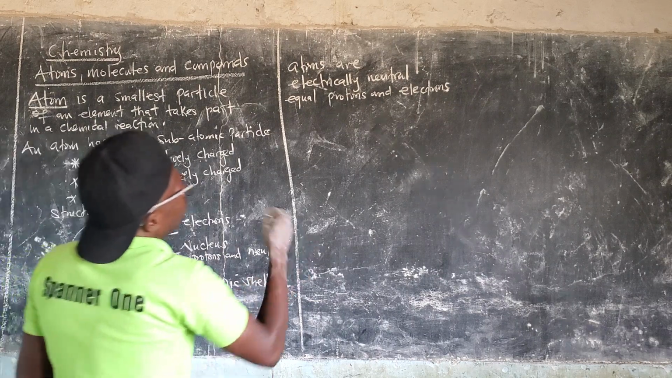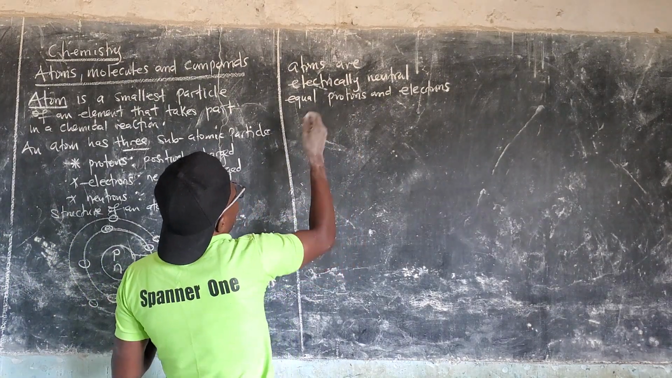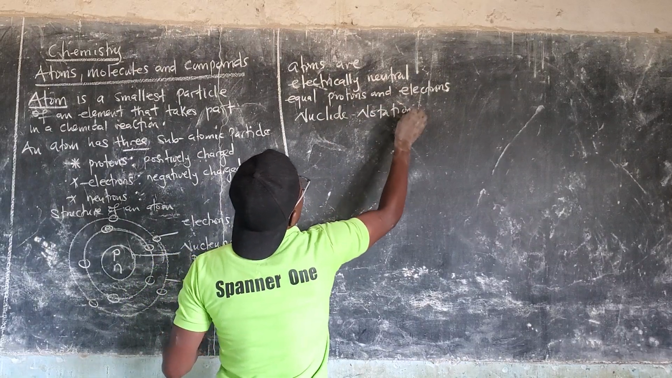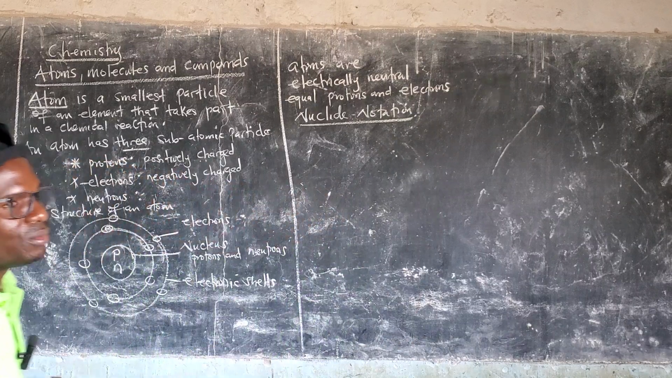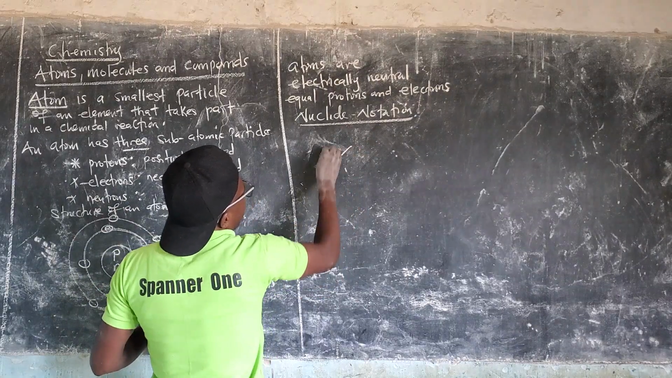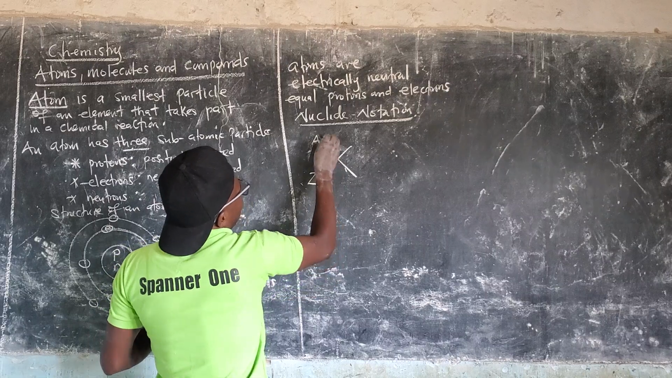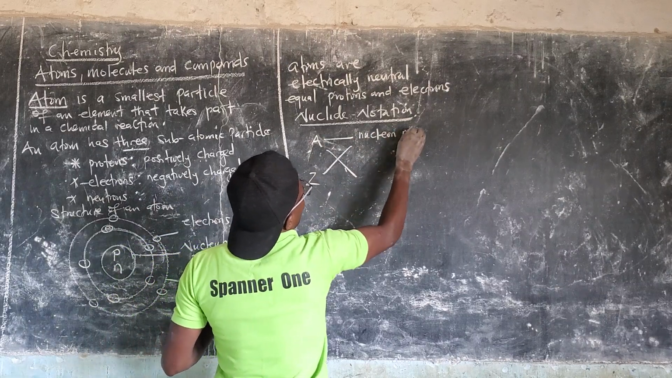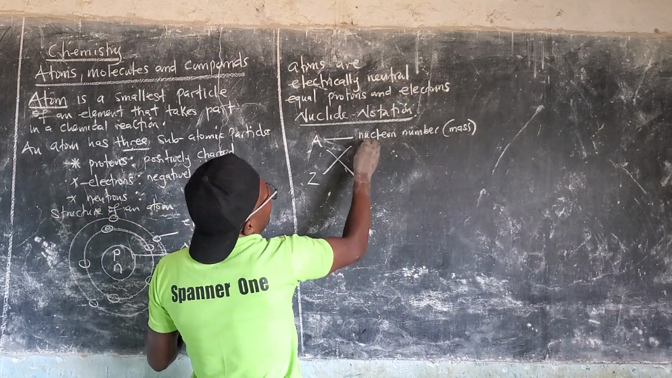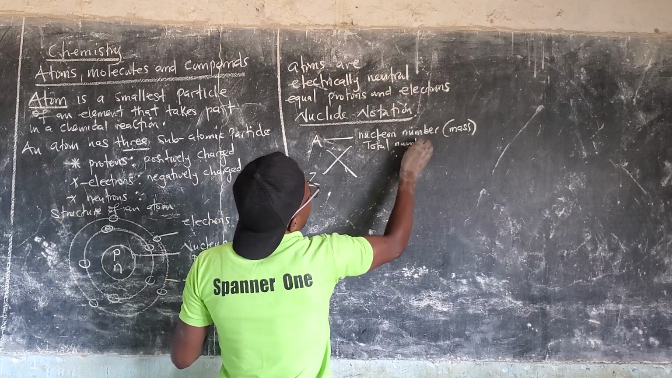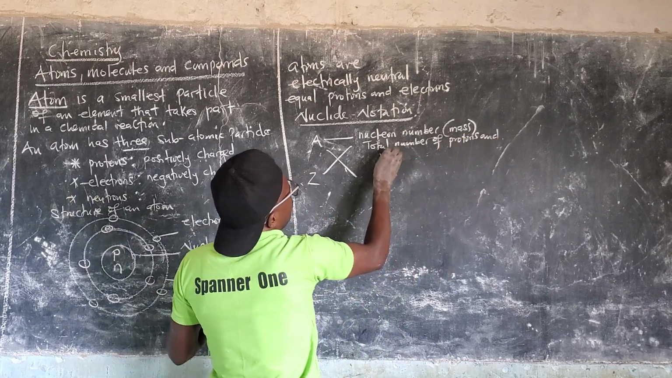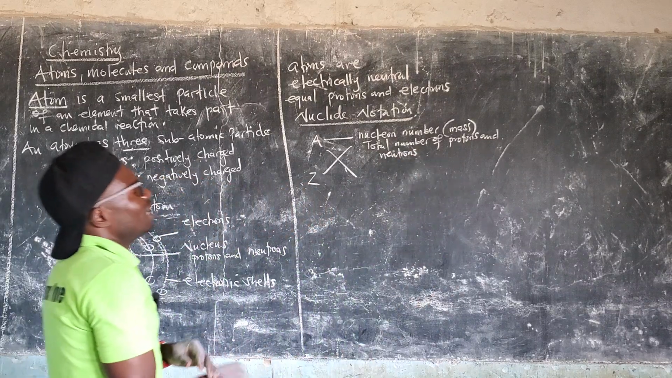Then we come to what we call nuclide notation. Let's talk about how atoms and elements are denoted. So we can have A here, X here, and Z. The number on top is called the nucleon number. The other term that we use for nucleon number is the mass number. What is this nucleon number? It is the total number of protons and neutrons in an atom.